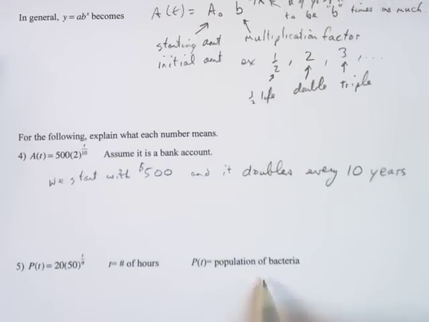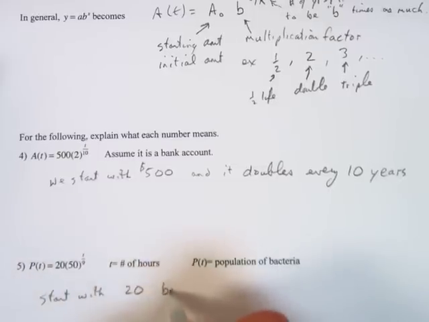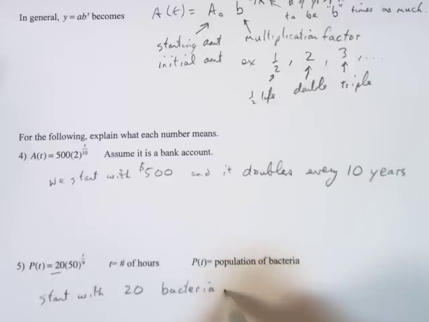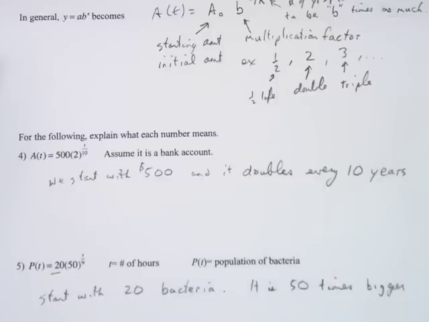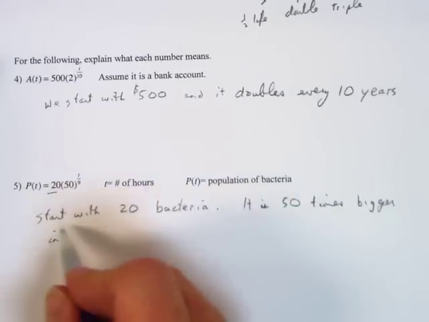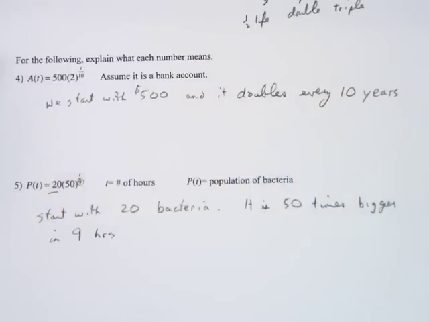What if t is hours in a population of bacteria? This says we start with 20 bacteria. That's here. And then what happens? It is 50 times bigger in how many hours? It's 50 times bigger in 9 hours. And that's what that number there is. And that's it.